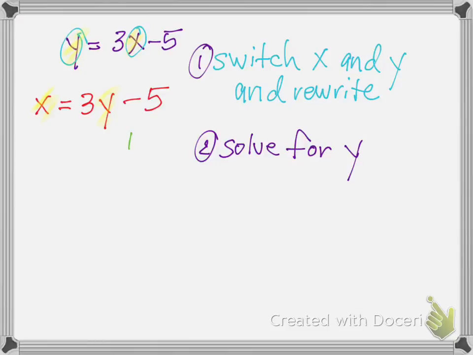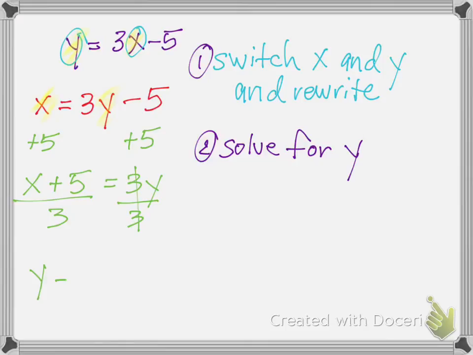So to get y by itself, I add 5 to each side. So I would write this as x plus 5 equals 3y. Then I divide everything by 3, and that will cancel. So I will rewrite this as y equals, I'm going to distribute this 3 underneath the x. So 1x over 3, or 1/3 x. Then I'm going to distribute the 3 under the 5. So plus 5 over 3.